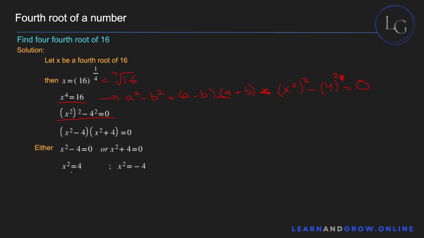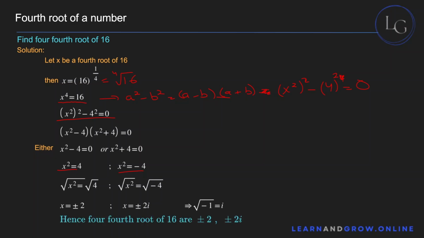So we'll take the square root of both sides to get these values. And so either x is positive 2 or negative 2, or x is equal to positive 2 iota or negative 2 iota. Hence the fourth roots of 16 are two values here and two values here: positive 2, negative 2, and positive 2 iota and negative 2 iota.